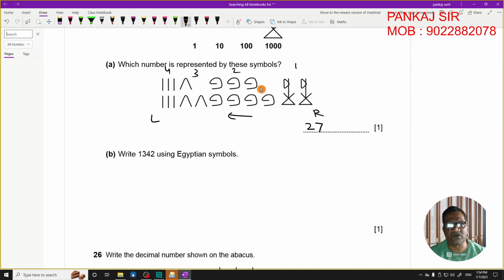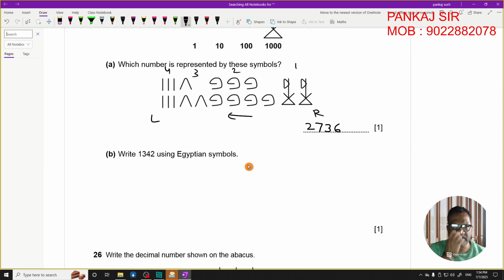So this is 2000, this is 700. The third digit is this, representing 10: 10, 20, 30. So 3. And the last digit is 1 2 3 4 5 6, so it will be 6. So the number represented by these symbols is 2736, right?